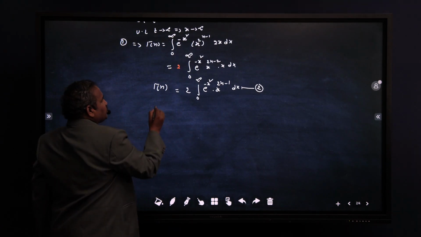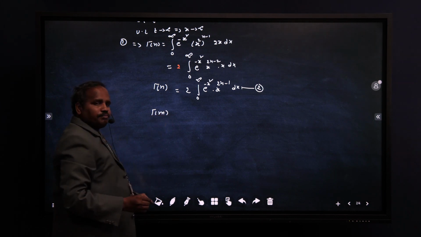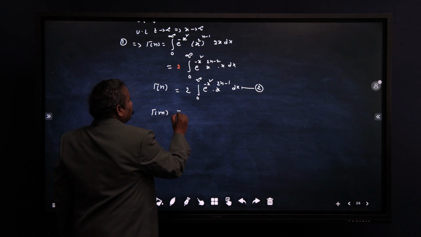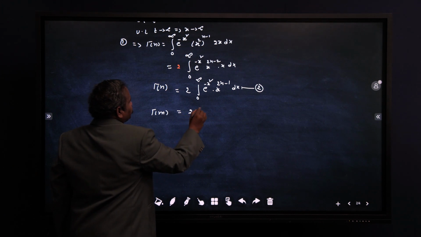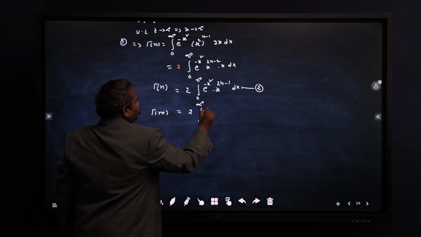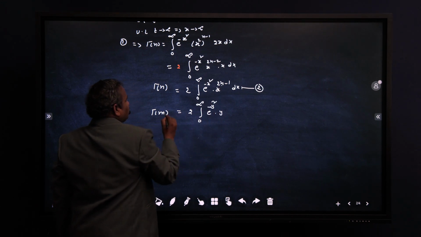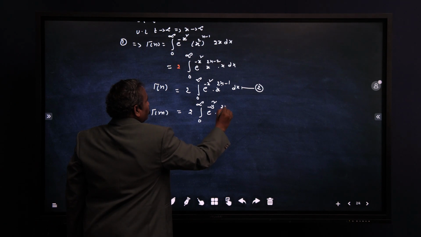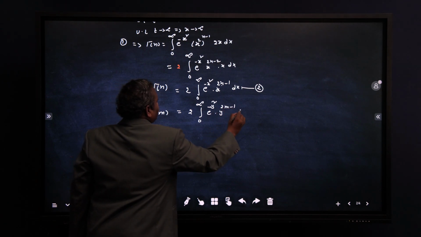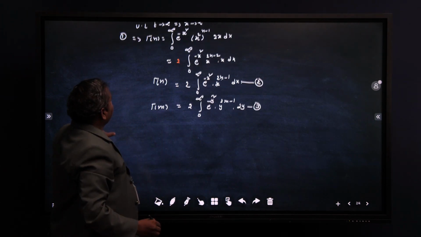Now in place of n I am writing gamma of m. Then what is the value of this? 2 into integral 0 to infinity, changing the variable also, e power minus y square y power, in place of n value m, y power 2m minus 1 dy. Let it be equation number 3.